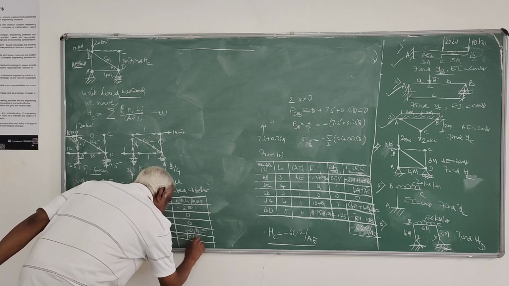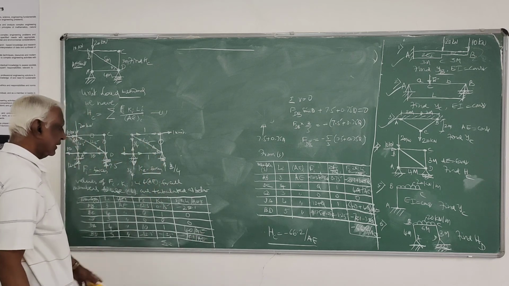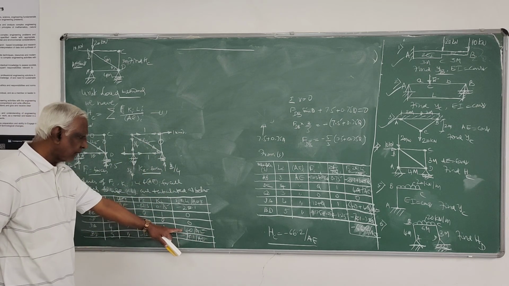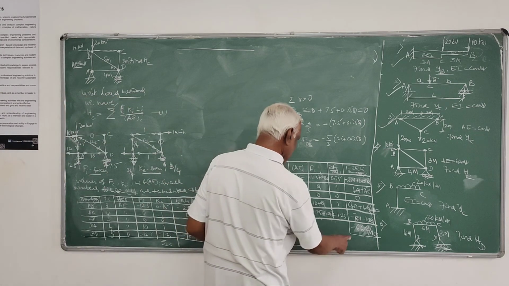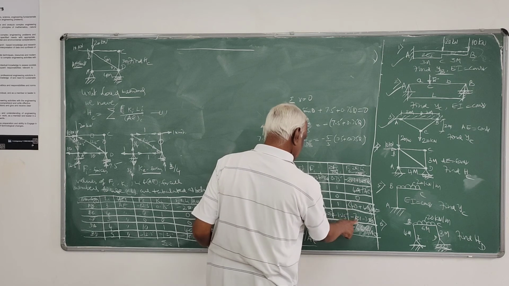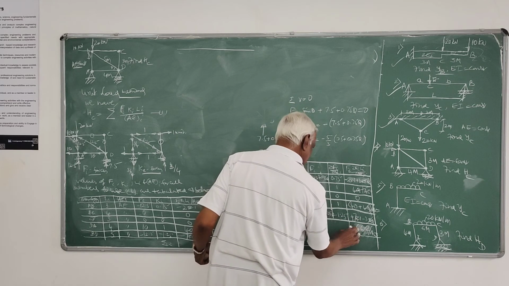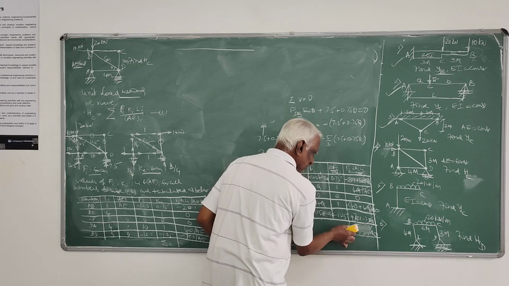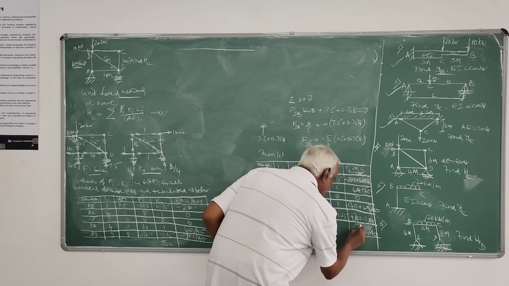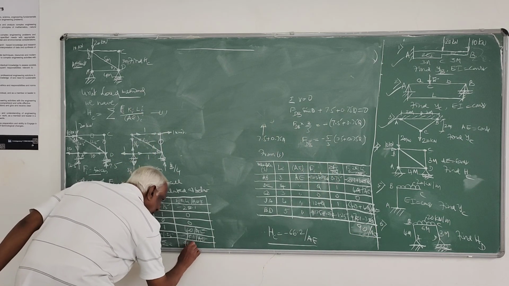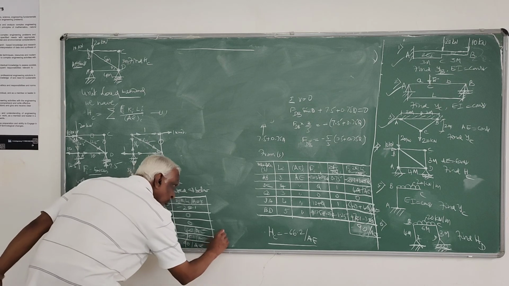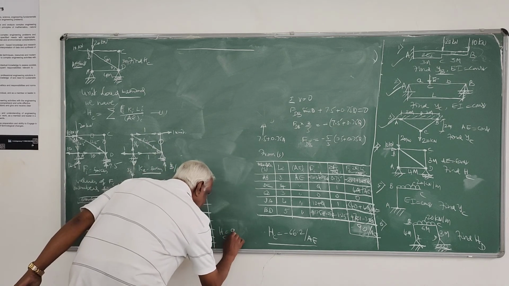78.1 divided by AE. Here it will become plus. Then sum: 78.1 plus 40 minus 28.1. That is 90. Minus will become plus, sir. Which one? The last one. Plus 78.1, it will change. Then automatically 90, you correct it. Yes, sir, 90. In the table, this will be 90. Here also 90. So therefore, this is 90 divided by AE.